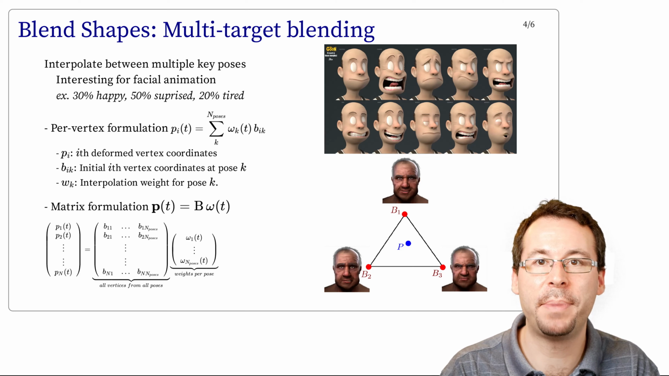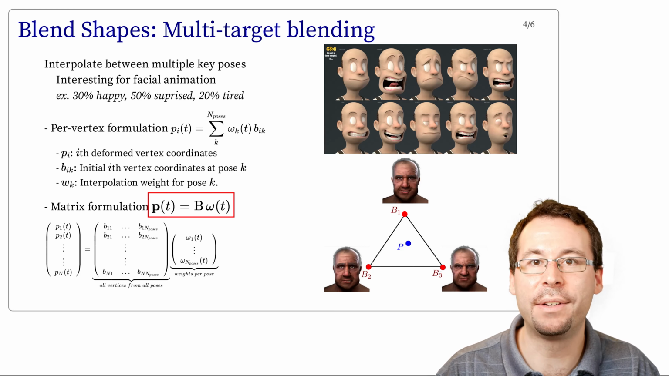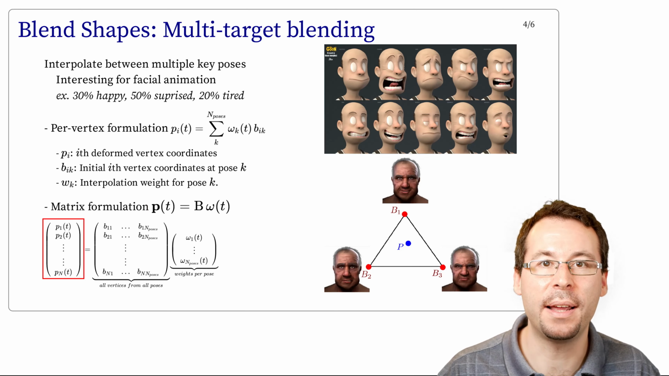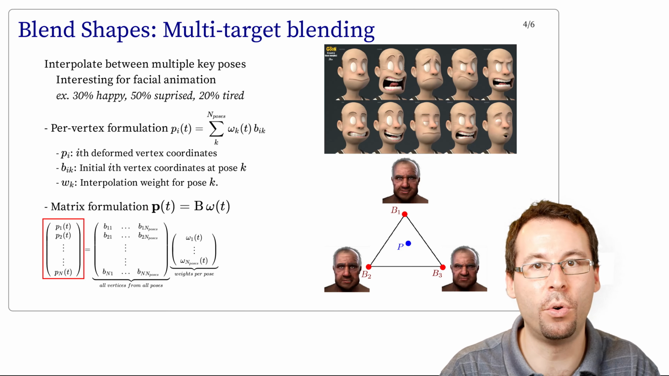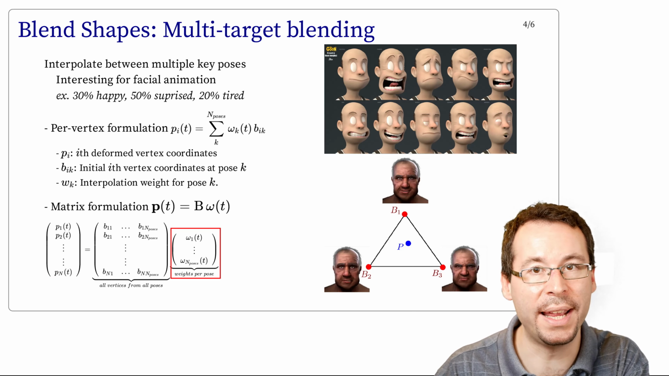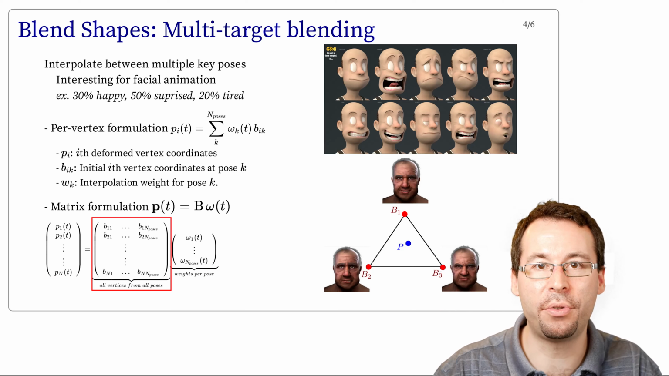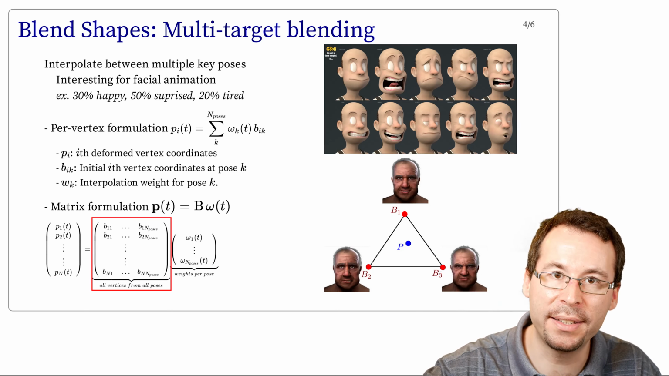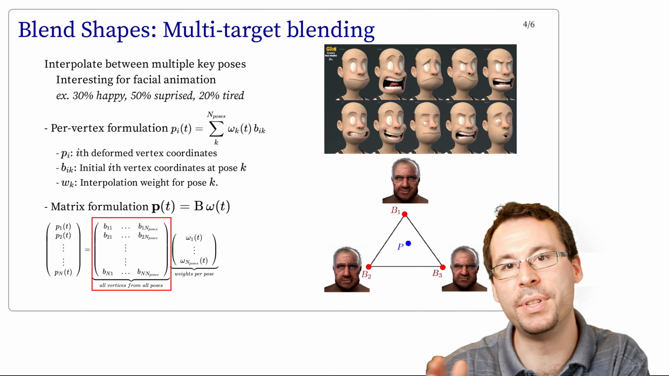Another way to express this barycentric relation is to use a matrix form and say that P is equal to B omega, with this time P being the big vector containing all the vertices of the mesh, omega is all the n poses weights, and B is the tall matrix with all the positions of all vertices in column and all poses in row.